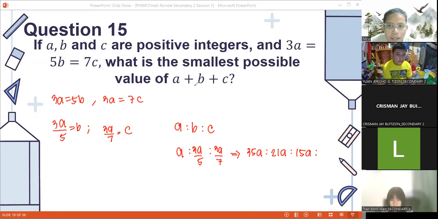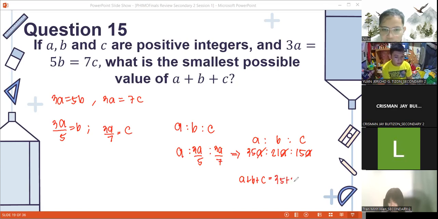So we have A, B, and C, right? Which is A is to B is to C. So the final answer, A plus B plus C, it's just cancel, cancel, cancel. Okay. It will become 35 plus 21 plus 15. So it should be 71. Very easy, right?